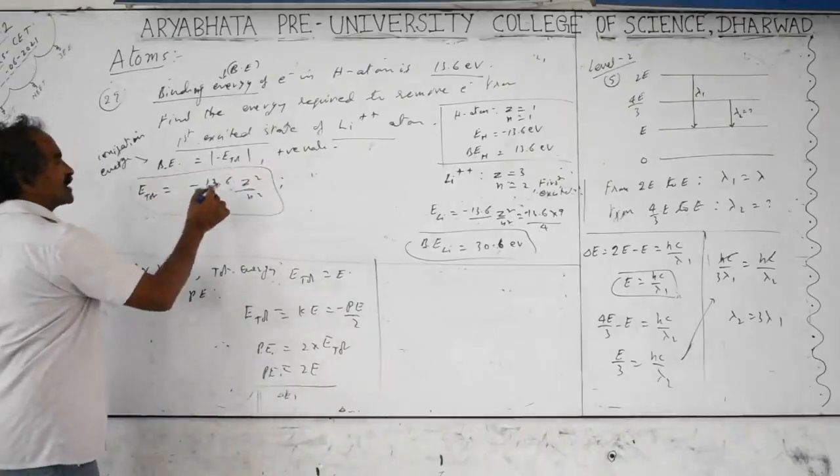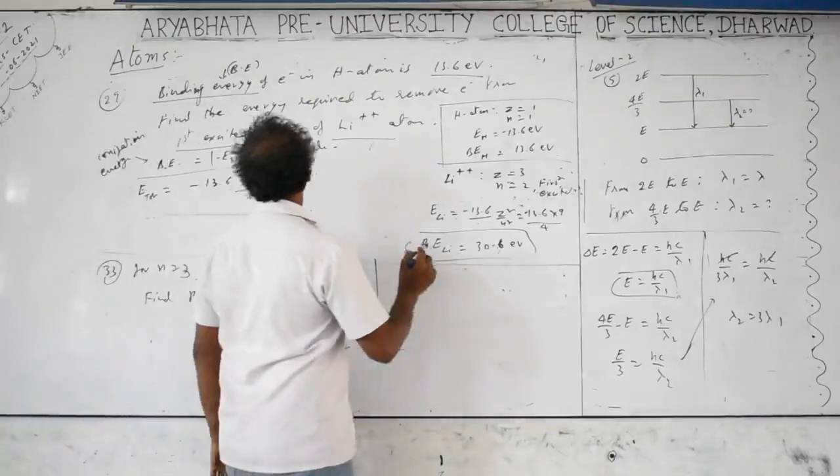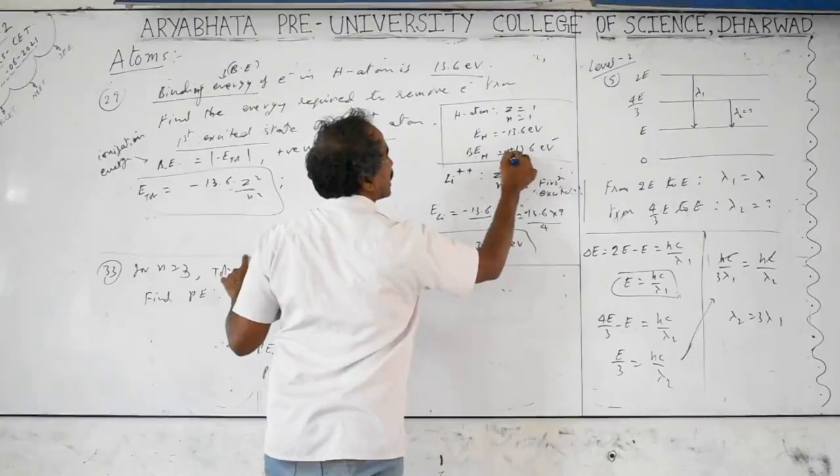Total energy formula is minus 13.6 Z squared by n squared, so binding energy is the same value but you have to take it as a positive value. For the hydrogen atom, it is given as 13.6, meaning n equal to 1, Z equal to 1. So binding energy is given as 13.6 electron volts, positive.